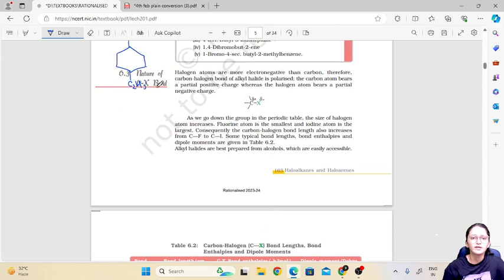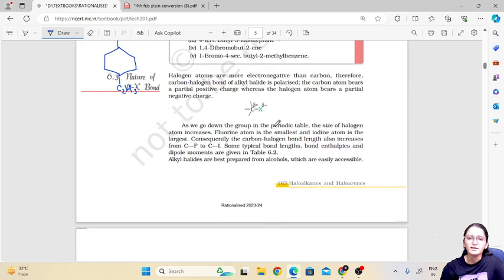Then nature of the carbon halogen bond. Now how is the nature of the carbon halogen bond? Carbon is positive. When you have a C-X bond, you can observe that C exhibits partial positive charge and halogen exhibits partial negative charge. So there exists some polarity in the C-X bond.